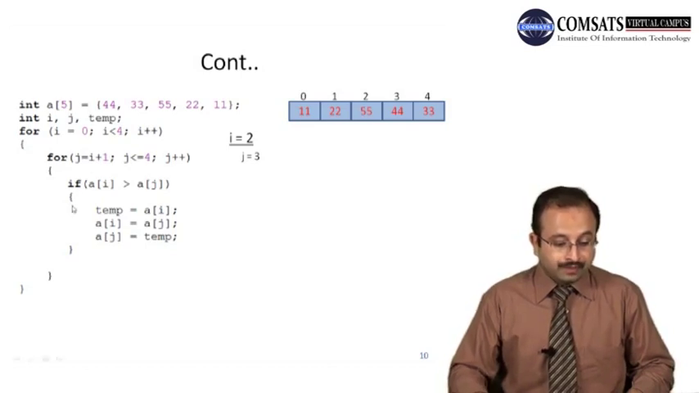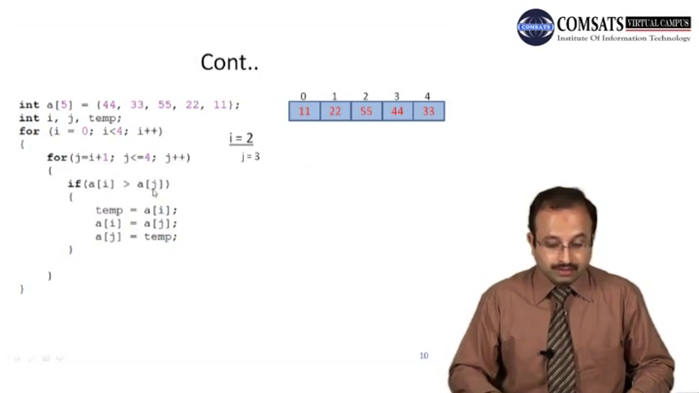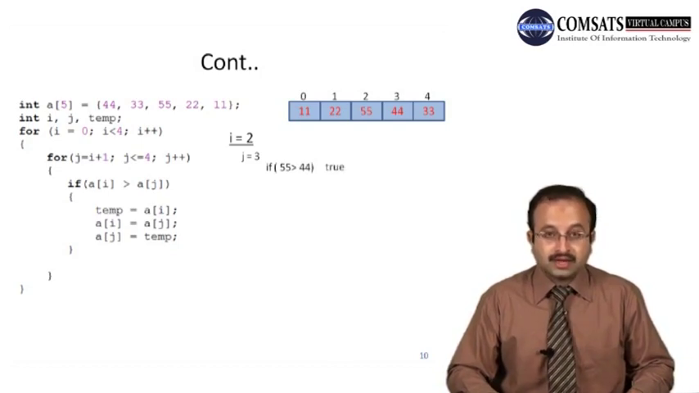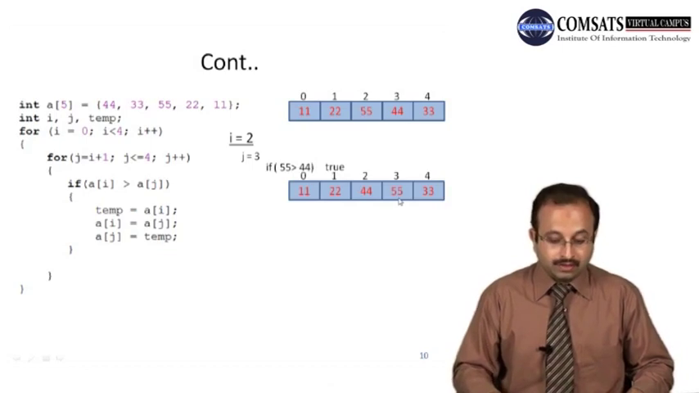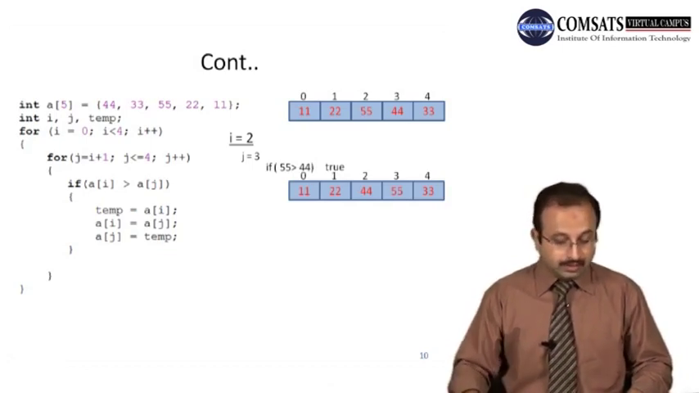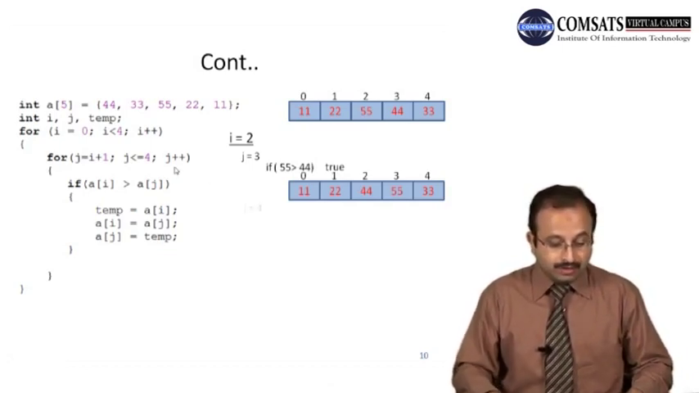If a of 2 is greater than a of 3, so a of 2 is 55, which is greater than 44, the condition is true. So it swaps the element at the second index and the third index, and the array will look like this. So 44 comes over here and 55 over here. Then the value of j will be incremented, and it becomes 4.